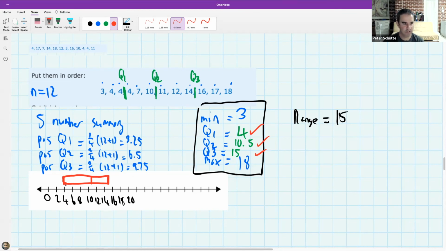Then the smallest value is 3. So that's going to be over here. And then the highest value was 18. So that's going to be up here.